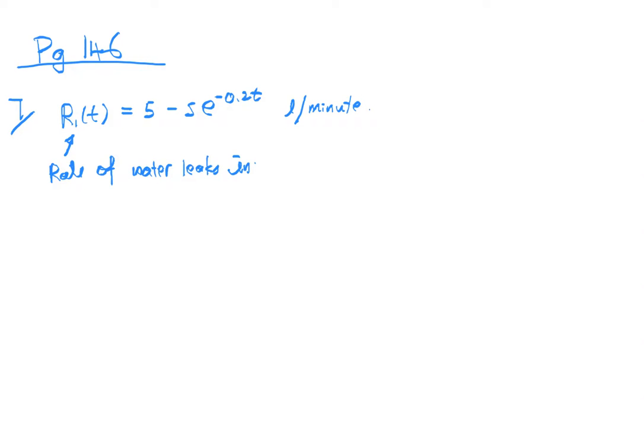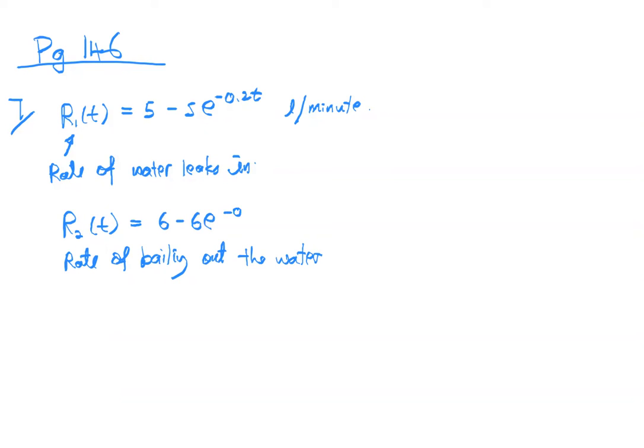Evan tries to bail the water out of the kayak. Okay, bail means take out. So this is the rate of bailing out the water, R2(t), equal to 6 minus 6e to the power negative 0.1t.